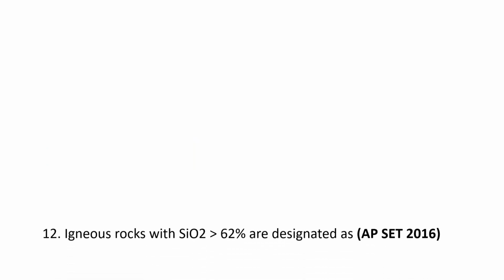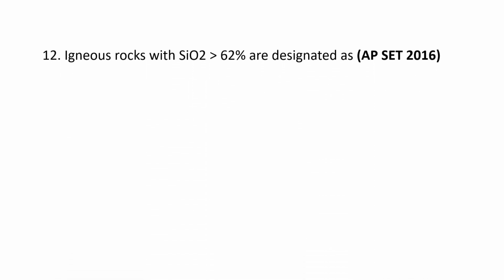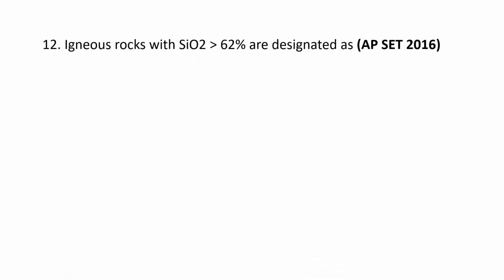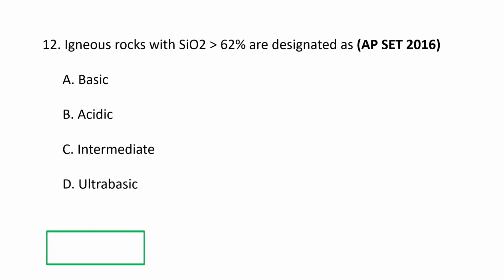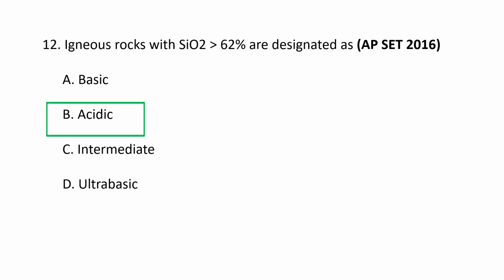Next question. Igneous rocks with silicon dioxide greater than 62% are designated as A. Basic, B. Acidic, C. Intermediate, D. Ultra basic. Igneous rocks with a silica content greater than 62% are designated as acidic or felsic rocks. These rocks are characterized by their light color, low density, and abundance of quartz and potash-rich feldspar, with common examples including rhyolite and granite.